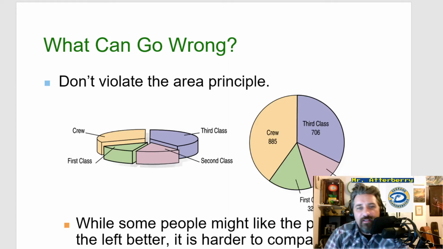Don't violate the area principle. You see that graph on the left? Don't do that. It looks pretty. A lot of software lets you do things like that. Just don't do that, please, okay?